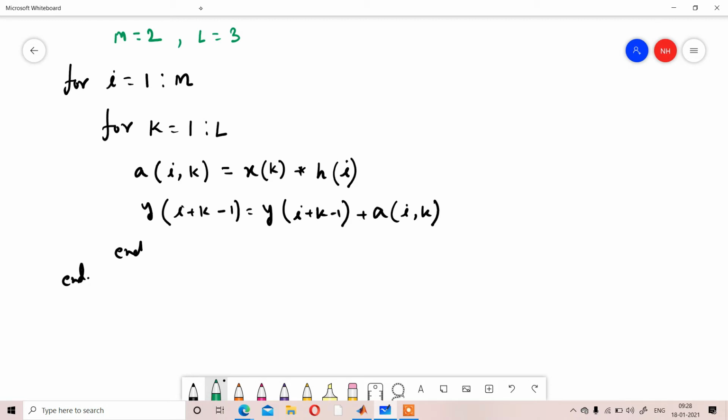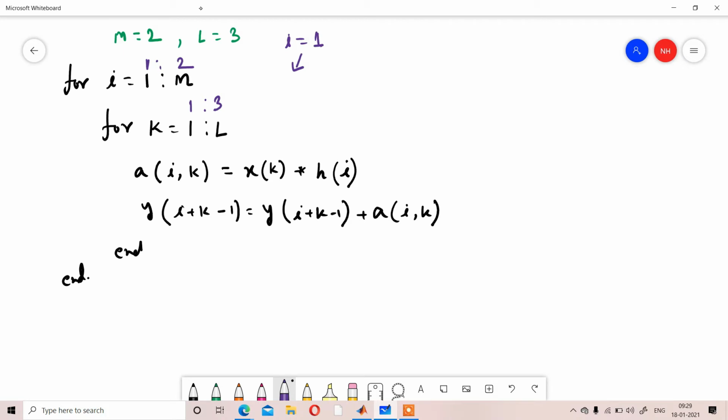So according to that code, in the first iteration it will consider i equal to 1. For i equal to 1 it will consider k. i varies from 1 to 2 and k varies from 1 to 3. So obviously for i equal to 1, k equal to what?